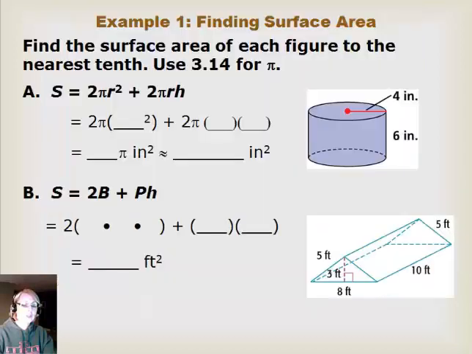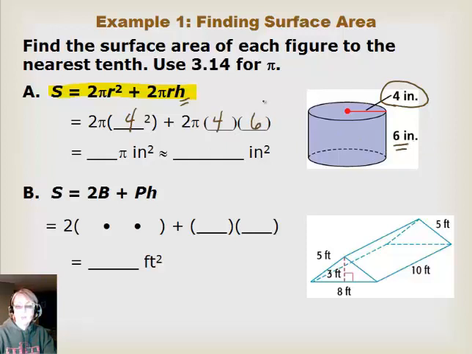Let's try using it in an example problem. Notice, like I expect you to do on your paper, the formula is written down each time. The surface area of a cylinder is 2 pi r squared plus 2 pi r times height. We need to look for our r. Our r is a radius. In this case, it's 4 inches. So we're going to fill that into the r spots. And we also need to know the height. And the height is 6 inches. So fill it in the h spot.